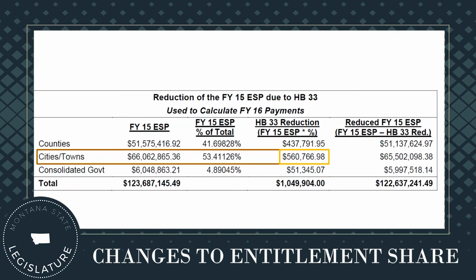So again, in summary, House Bill 33 was one of the only changes to entitlement share that did this kind of action where a chunk of change was cut from the entitlement share pool. And I believe that's why the local government representatives did really want this included in the training and wanted other legislators to be aware of what happened in 2015.